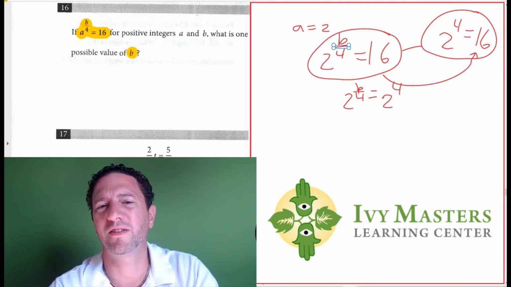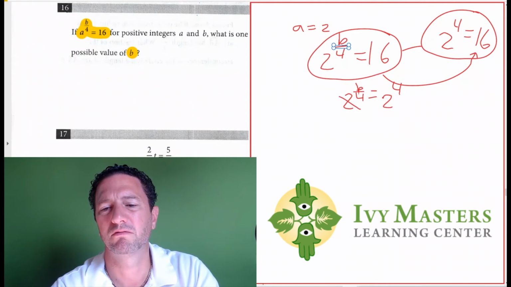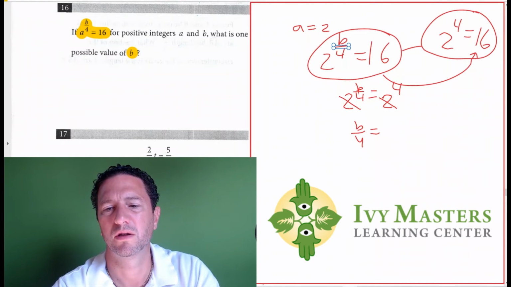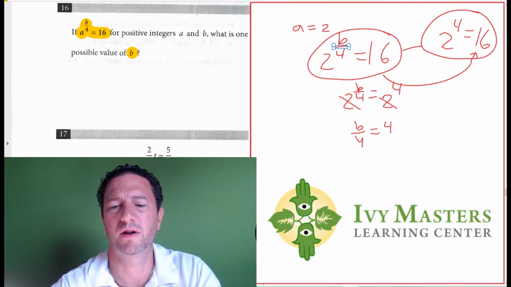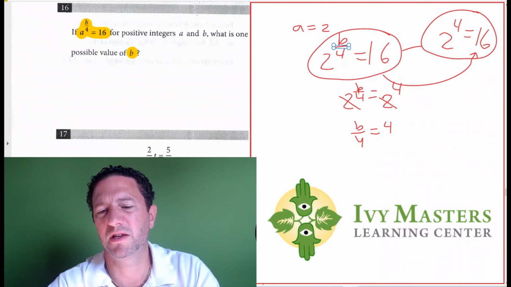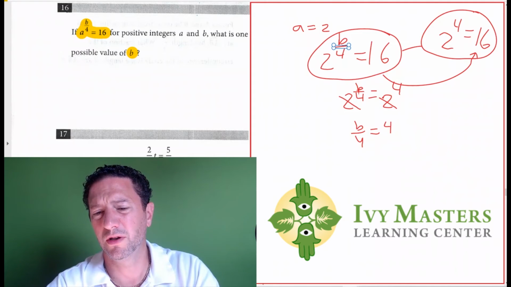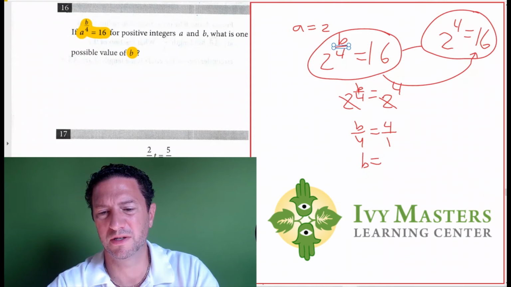Now whenever you've got the same base, you could just drop it. And now we get b over 4 equals 4. And that's the same thing as b over 4 equals 4 over 1. You could multiply both sides by 4 at this point, or you could cross multiply and set equal, and you get b equals 16.